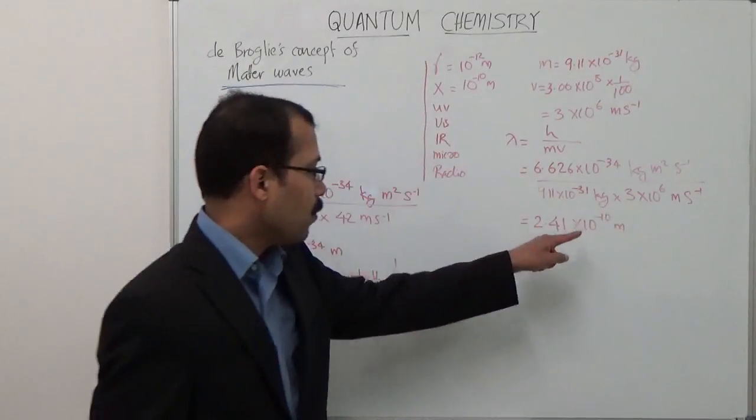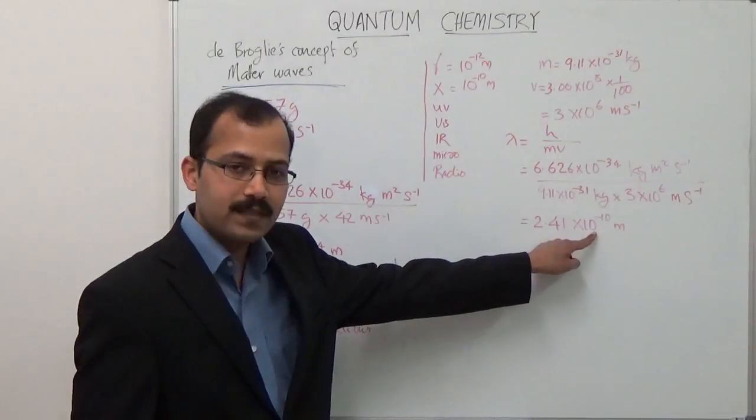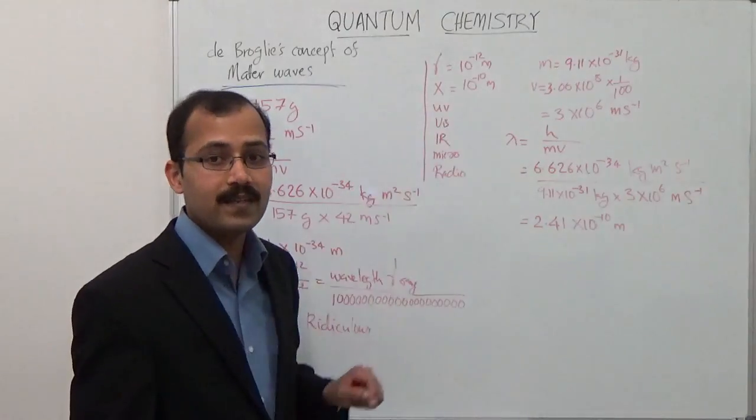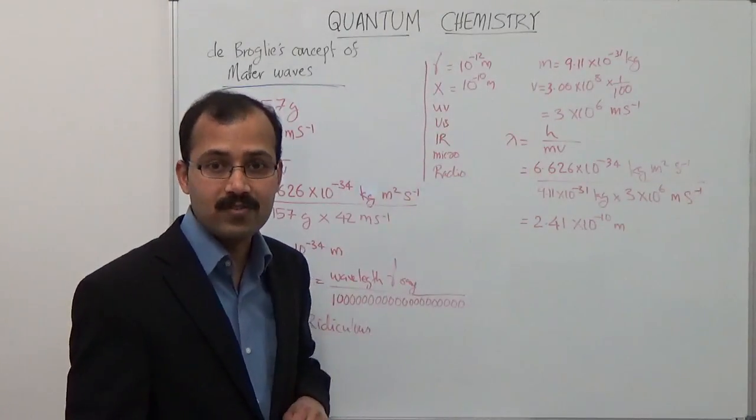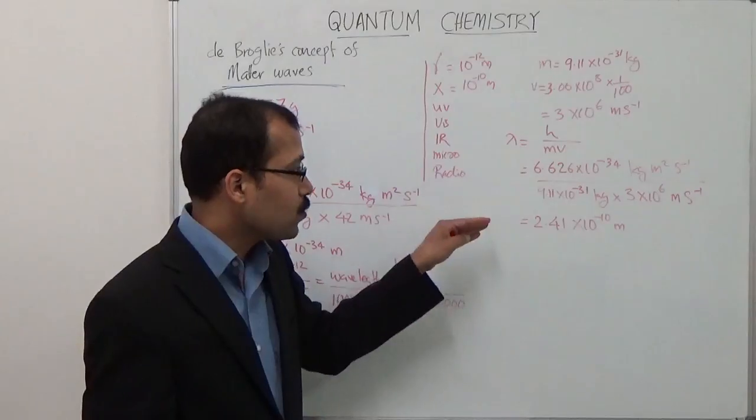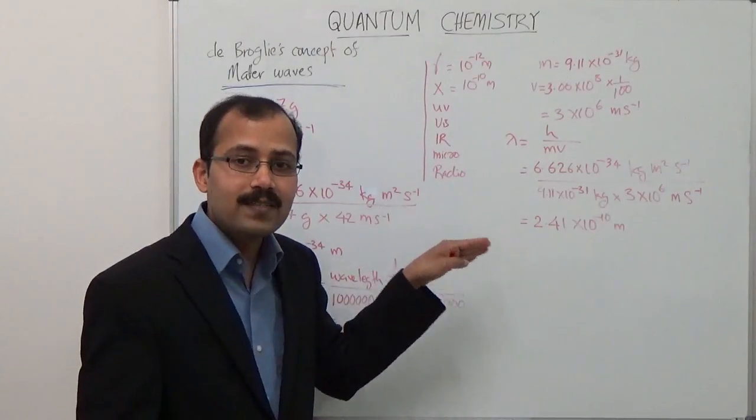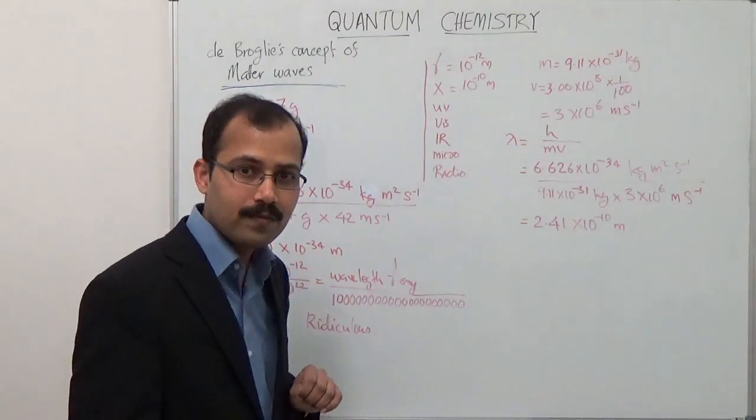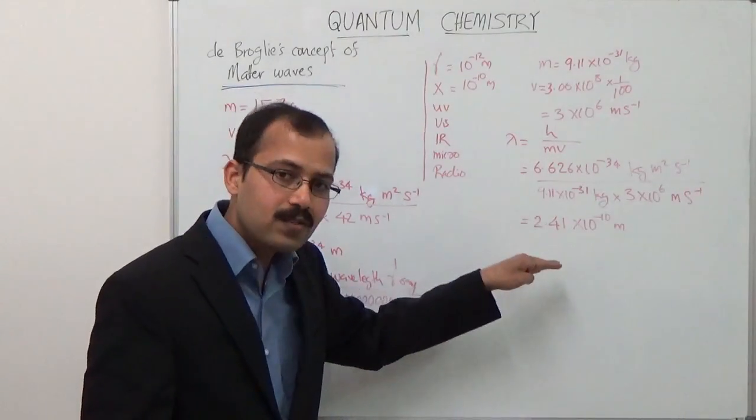See, this is in the order of 10 raised to minus 10 meter, and 10 raised to minus 10 meter corresponds to the X-rays, that is in the detectable range. So the wavelength associated with an electron is in the detectable range. It is not like the wavelength of the cricket ball. So here the wave nature is very prominent.